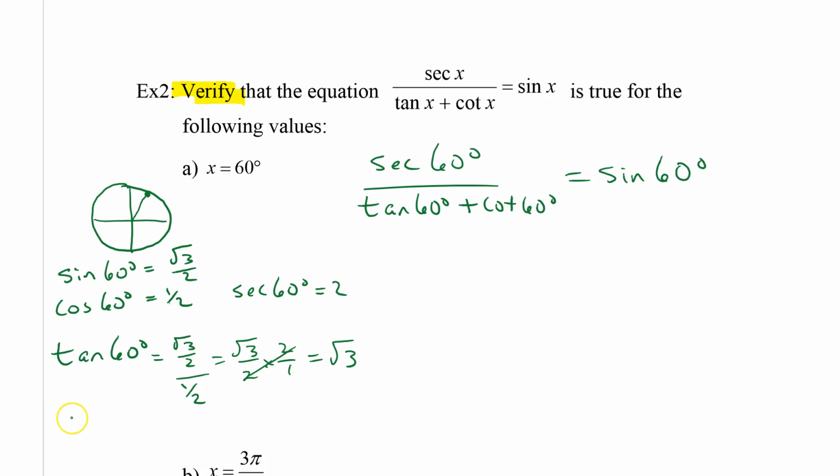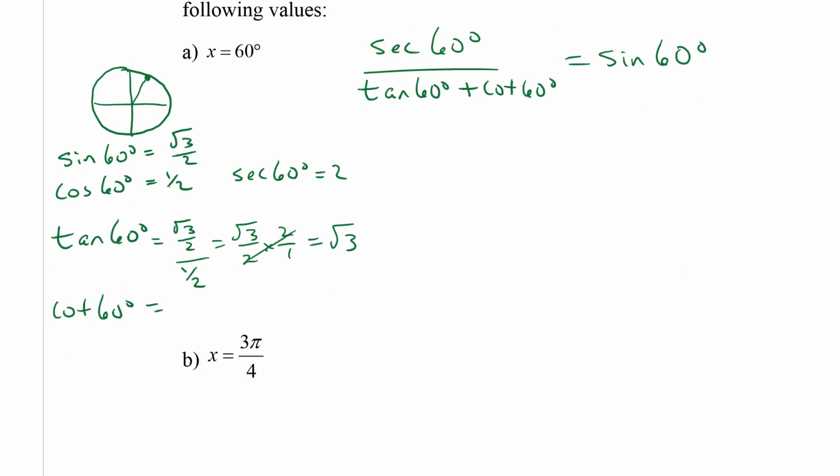The cotan of 60 degrees is going to be equal to, it's very similar here. Oh, I'm running out of room. Instead of root 3 over 2 over 1 over 2, it's the other way around. So 1 over 2 over root 3 over 2. So I can write it as 1 over root 3. Or it's just the reciprocal of that, right?